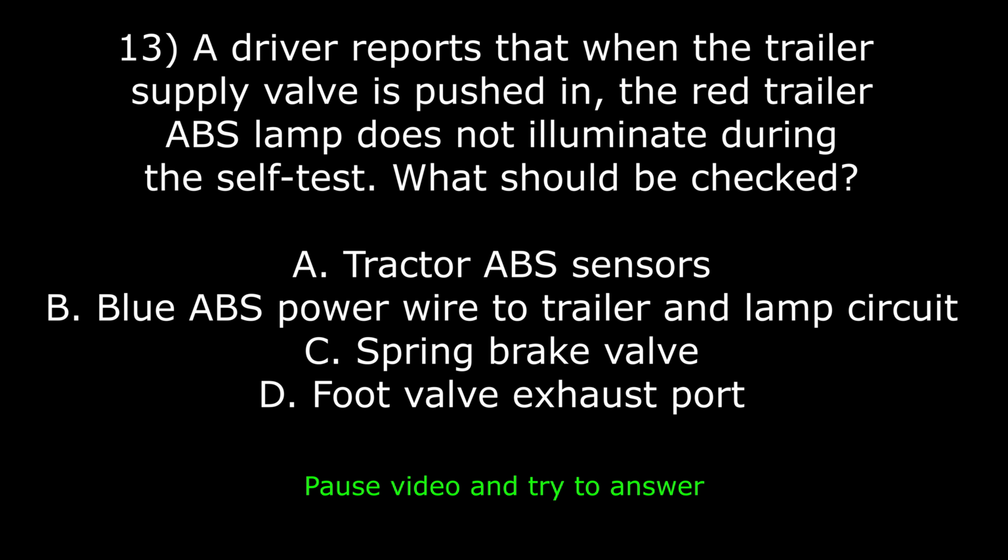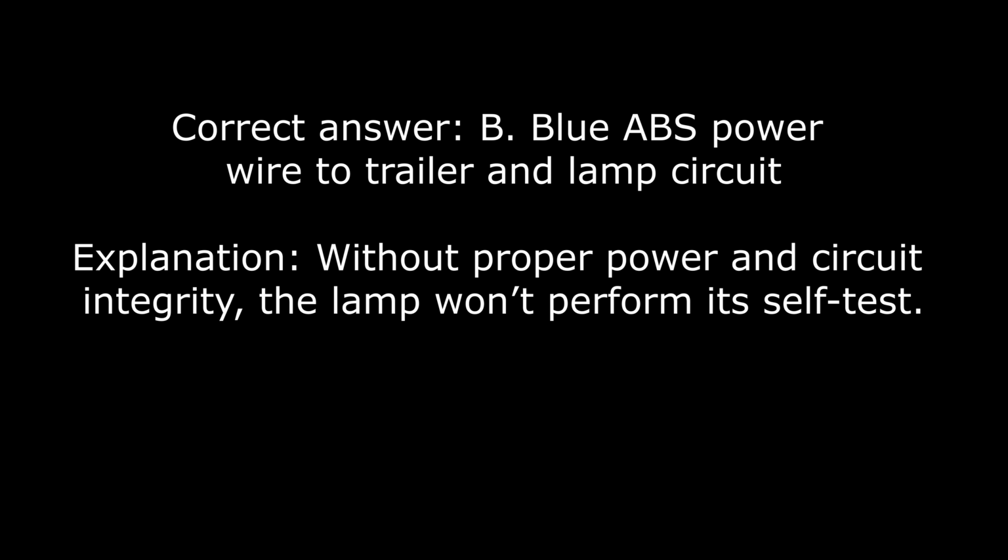Question 13. A driver reports that when the trailer supply valve is pushed in, the red trailer ABS lamp does not illuminate during the self-test. What should be checked? A. Tractor ABS sensors. B. Blue ABS power wire to trailer and lamp circuit. C. Spring brake valve. D. Foot valve exhaust port. Correct answer: B. Blue ABS power wire to trailer and lamp circuit. Explanation: without proper power and circuit integrity, the lamp won't perform its self-test.